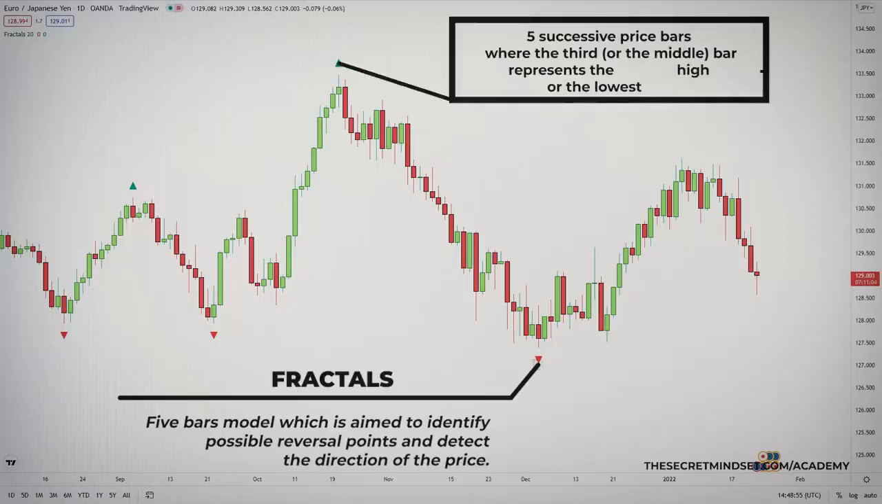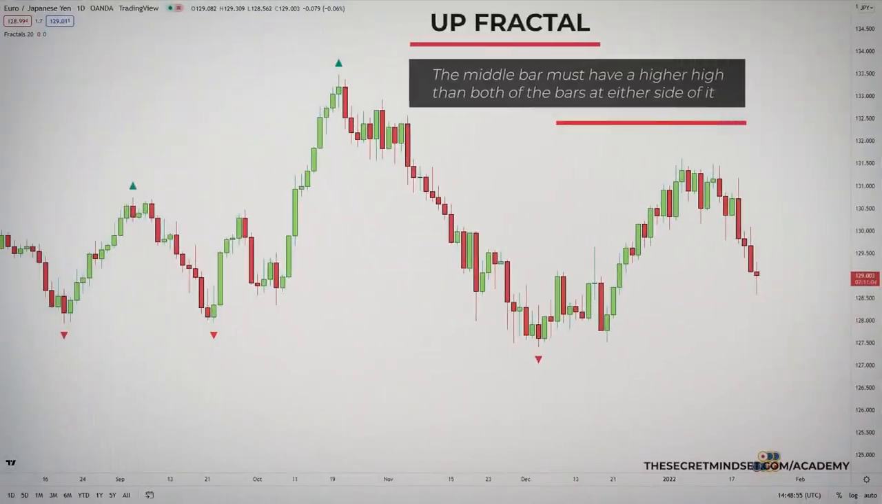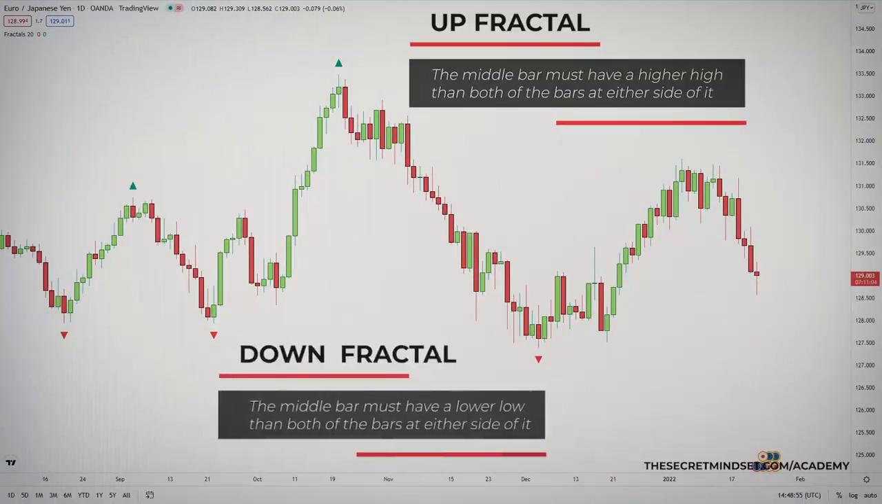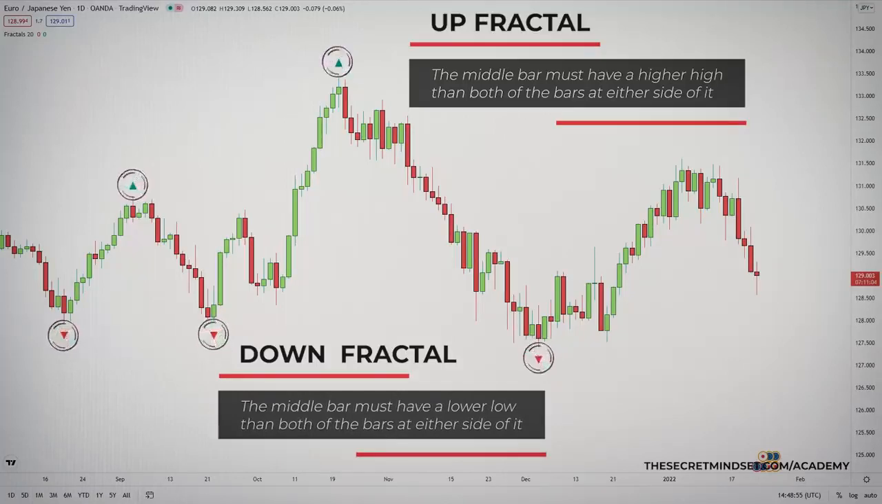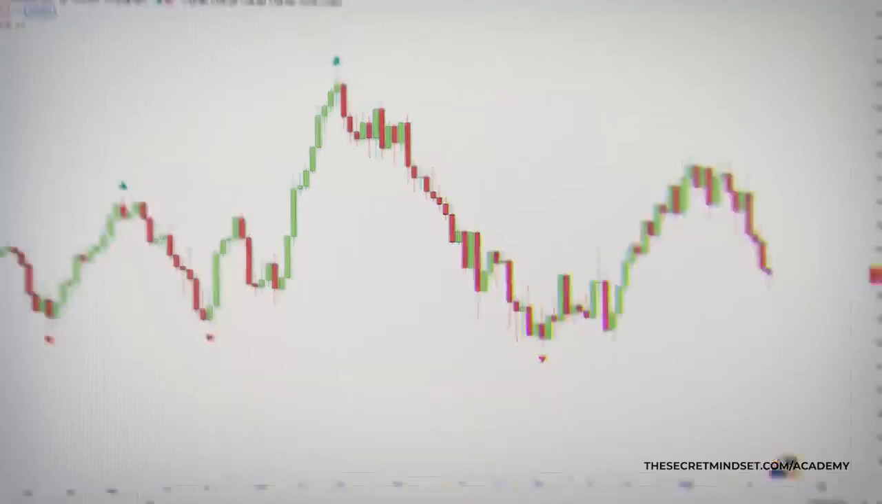In order to find the fractal formation, you must look at 5 successive price bars, where the third or the middle one represents the highest high or the lowest low. In an up fractal, the middle bar will have a higher high than both of the bars at either side of it. In a down fractal, the middle bar will have a lower low than both of the bars at either side of it. Keep in mind that the fractal arrow appears only above or below the third candlestick if it is the highest or the lowest of the 5 bars.